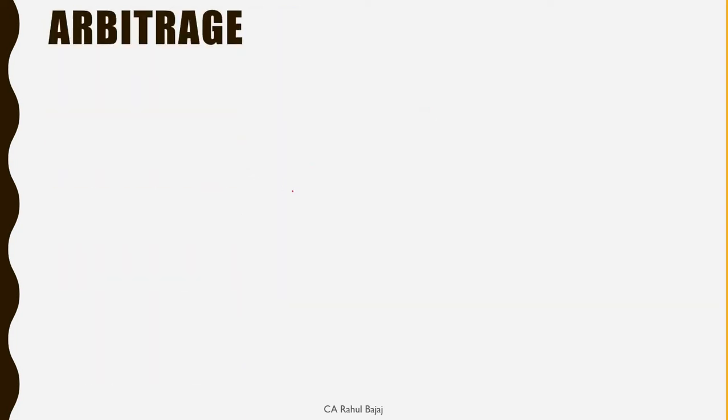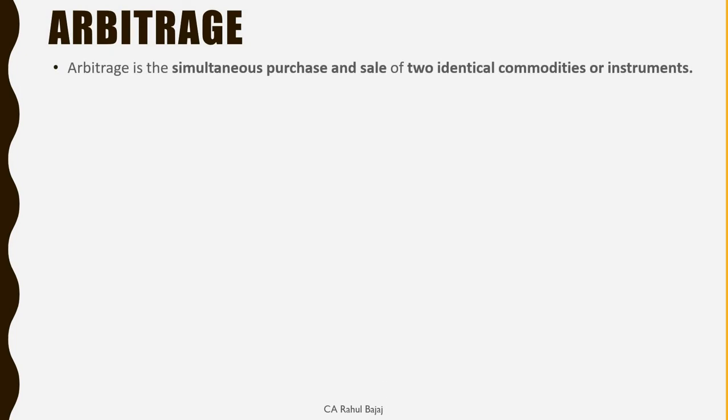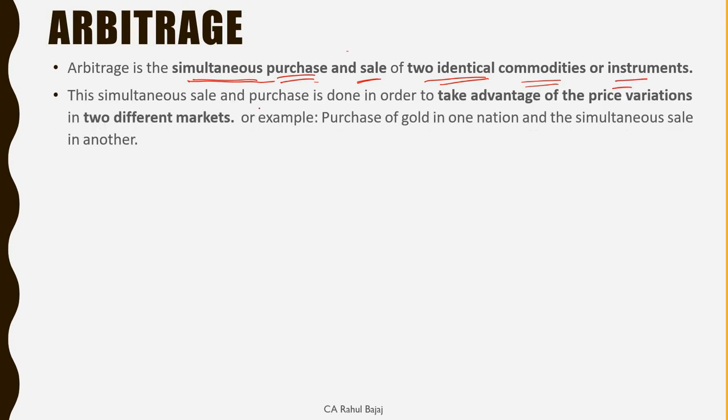Next point, arbitrage. Many people get confused about what arbitrage is and how it works. Arbitrage is simultaneous purchase and sale. Both transactions, purchase and sale, are happening simultaneously of identical commodities or instruments. The simultaneous sale and purchase is done in order to take advantage of the price variation in two different markets. So purchasing and selling happen only in different markets. That is the basic difference. That is my arbitrage.